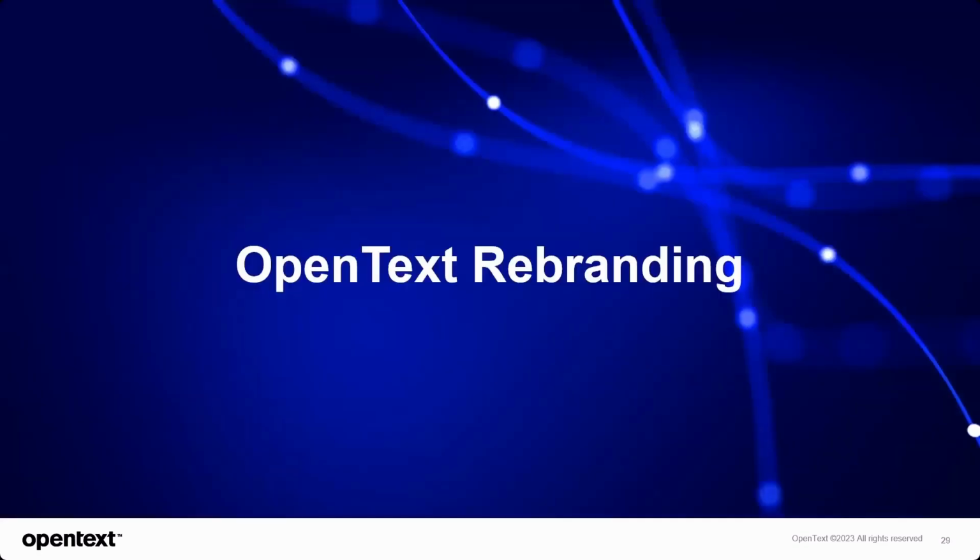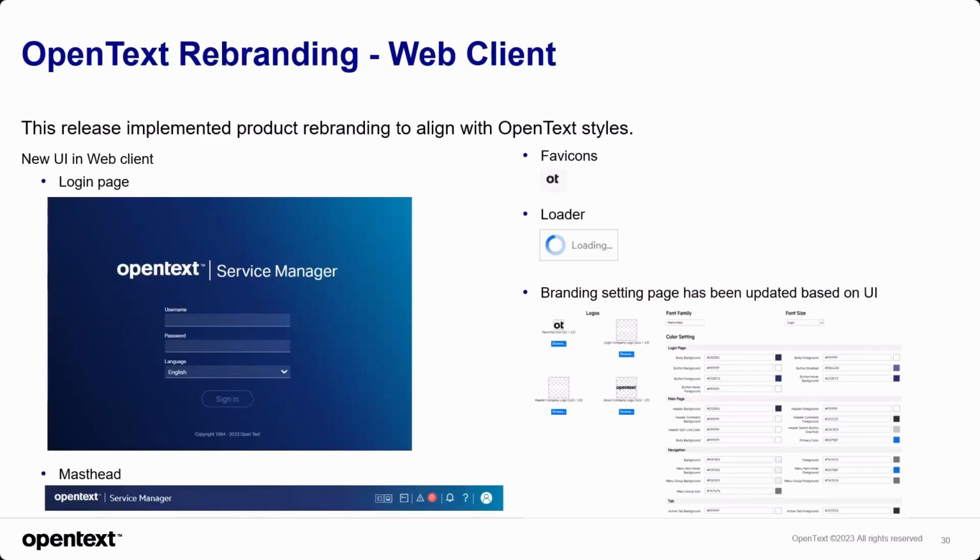And the next part is about OpenText rebranding. Almost all the products starting from 23.4, for example the SMA, already support the OpenText rebranding. And for Service Manager, we started this OpenText rebranding alignment from Service Manager 9.80. In this release, we implemented product rebranding to align with OpenText styles.